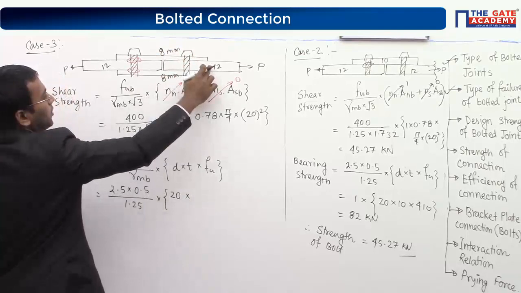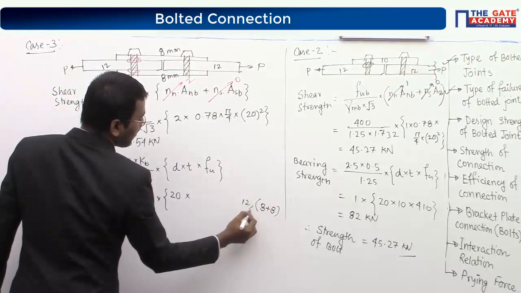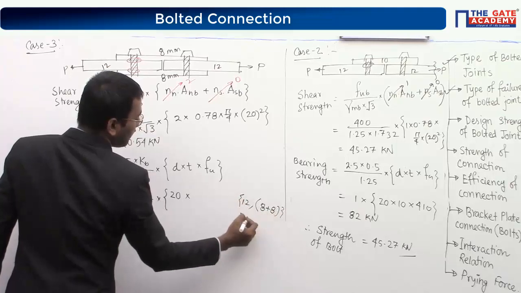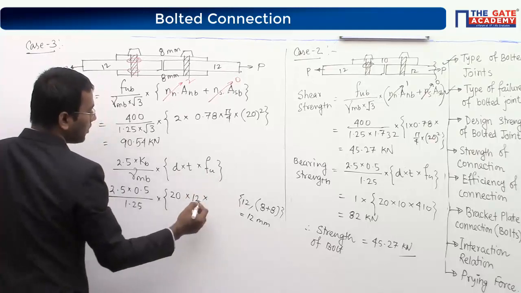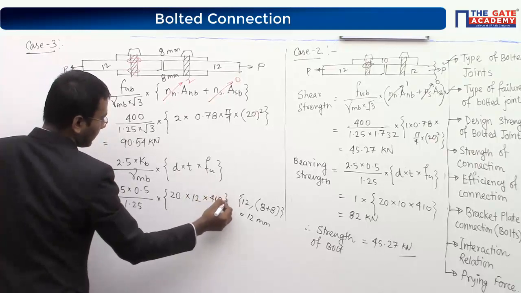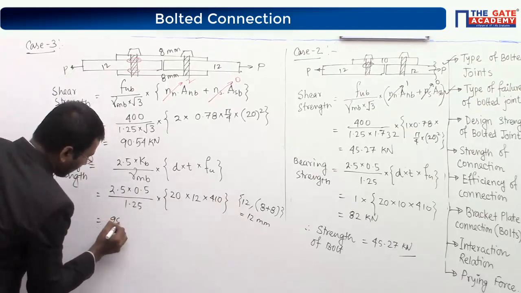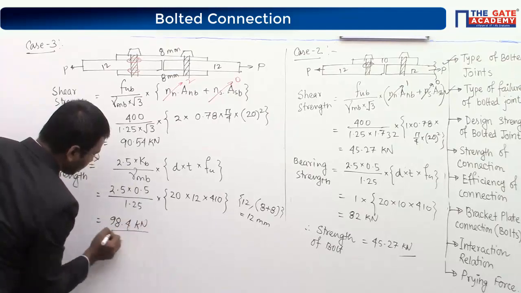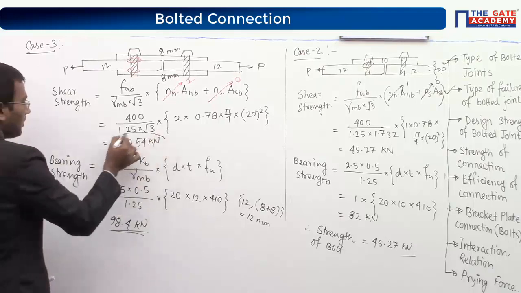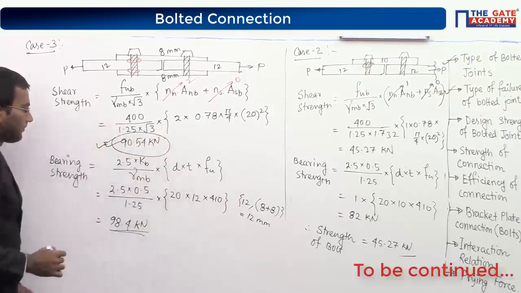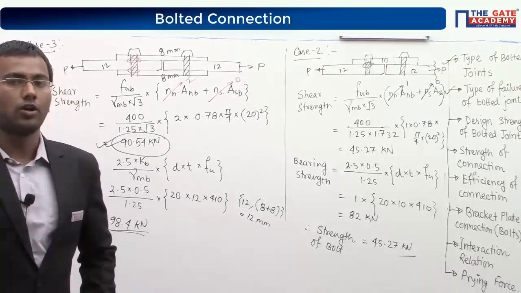So I will say 12, comma, 8 plus 8. So it will be the minimum value. The minimum of these two will be 12 mm. So I will take t equal to 12 multiplied by f_u, which is again 410. So I will get the answer 98.4 kilonewton. So from these two cases, the minimum value is this one, and this is nothing but the strength of the bolt in the double butt joint, or double cover butt joint.